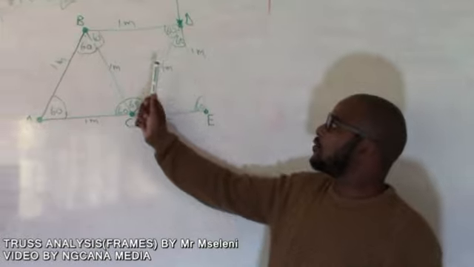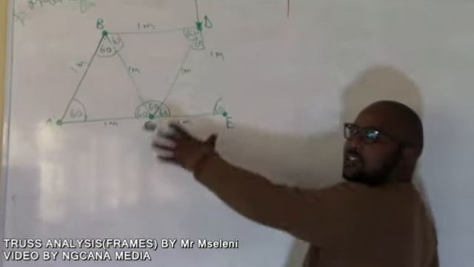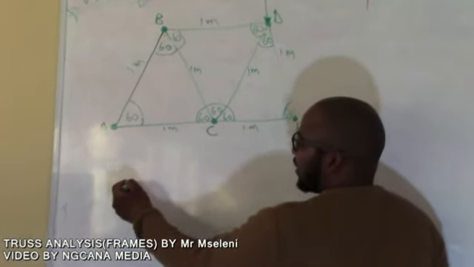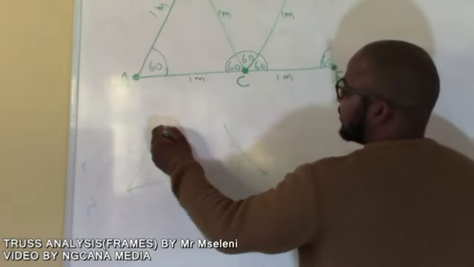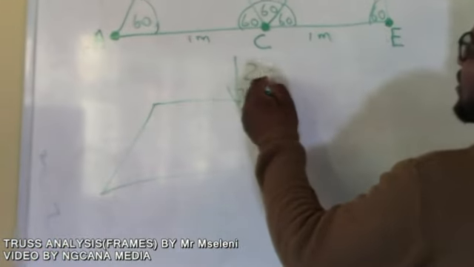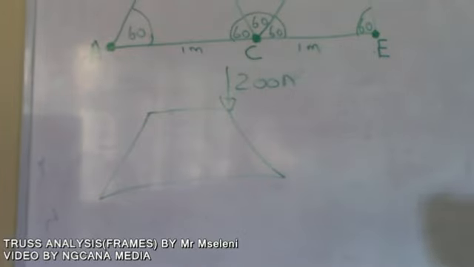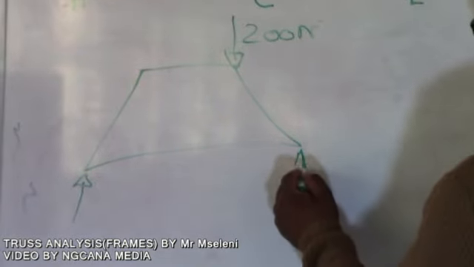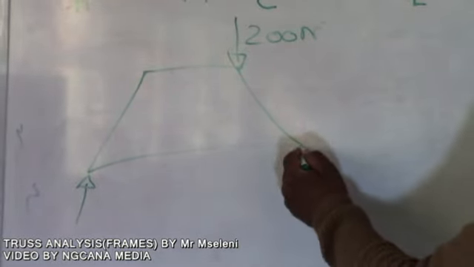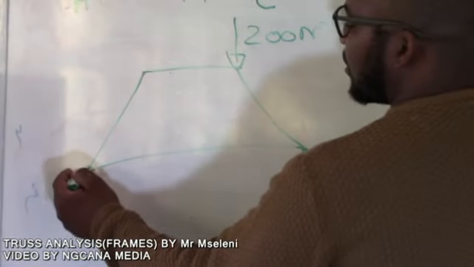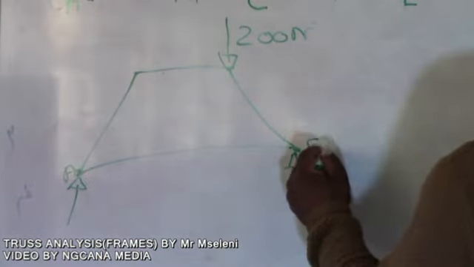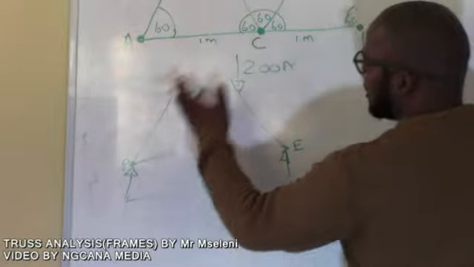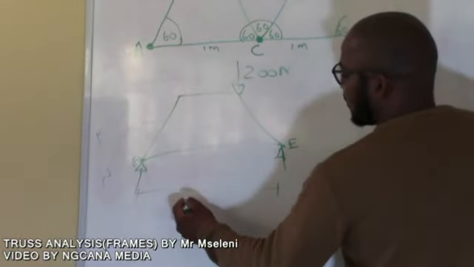In order to do that, we're going to treat our structure as a free body diagram. If we treat it as a free body diagram, we have a structure like that, with the 200 newtons applied at D, and then our reaction on this side, which is reaction A, and reaction at E. The distance here is going to be 2 meters because it's 1 meter long, 1 meter long. Therefore it's 2 meters.